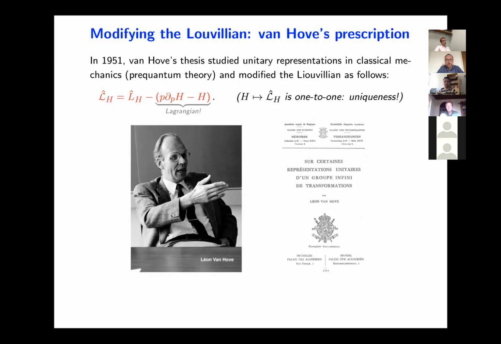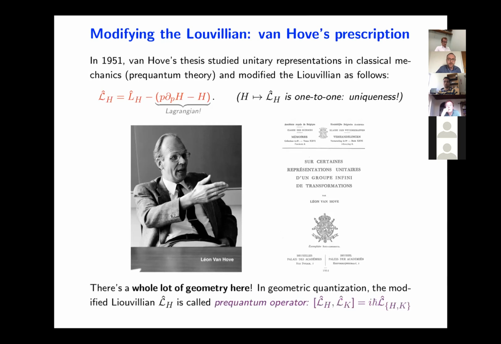So what's the important thing here? The important thing is that we are adding the Lagrangian to the Hamiltonian. So in classical mechanics, we are used to staying either on the Hamiltonian side or on the Lagrangian side. Here we carry them both. And of course, as I hinted before, this carries a lot of geometry. I just want to mention this is a pre-quantum operator and it satisfies a well-defined Lie algebra structure, which will be discussed later on by Francois in his talk.